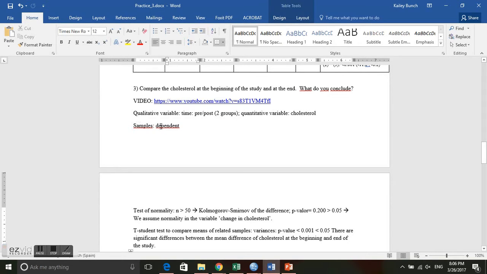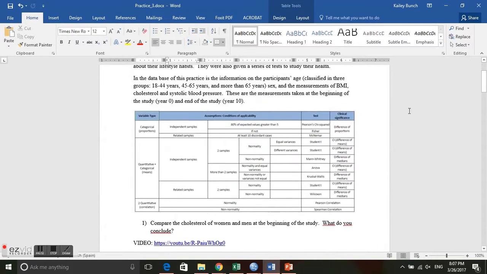These samples are dependent because it's the same individuals measured at 2 points and they can't be separated. So that means if you go to the table, we are in related samples, 2 samples. Now we need to test for normality. This is not to see if the cholesterol follows a normal distribution pre-study and post-study. This is actually to see if the mean difference in these two times follows a normal distribution.